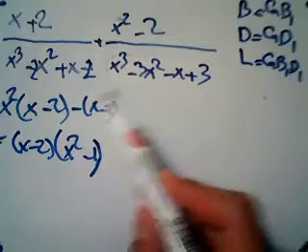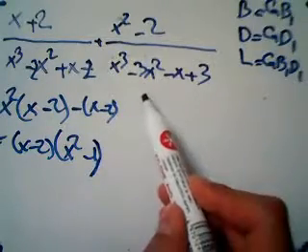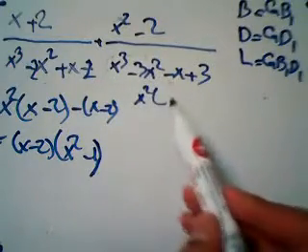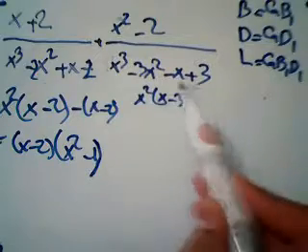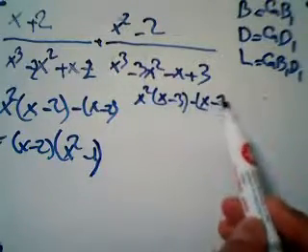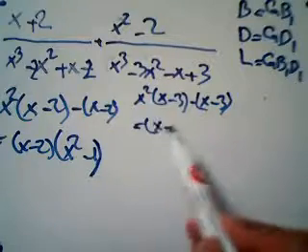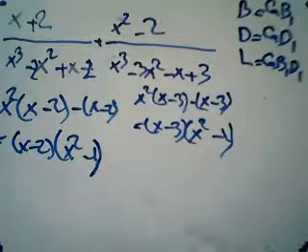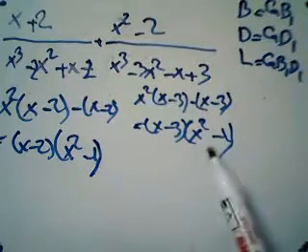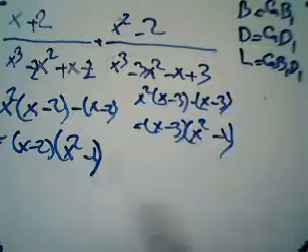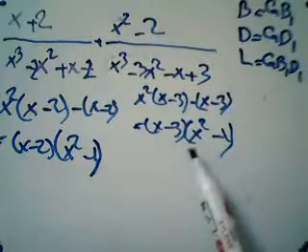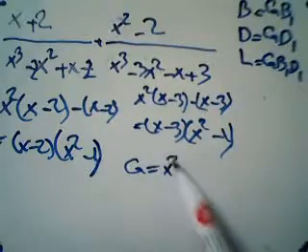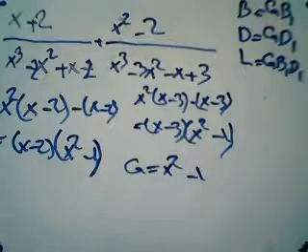How about this one? This is also the same as this. Take x squared out of these two, x minus 3, and this is minus x minus 3. So this is x minus 3 times x squared minus 1. So what is the greatest common divisor of these two? This is x squared minus 1, right? So here g is x squared minus 1.